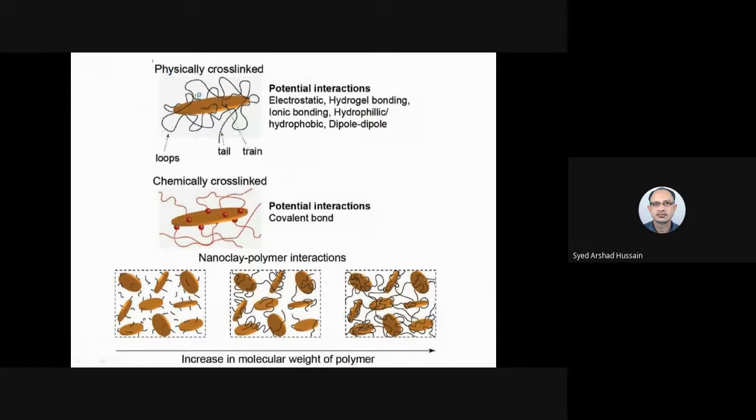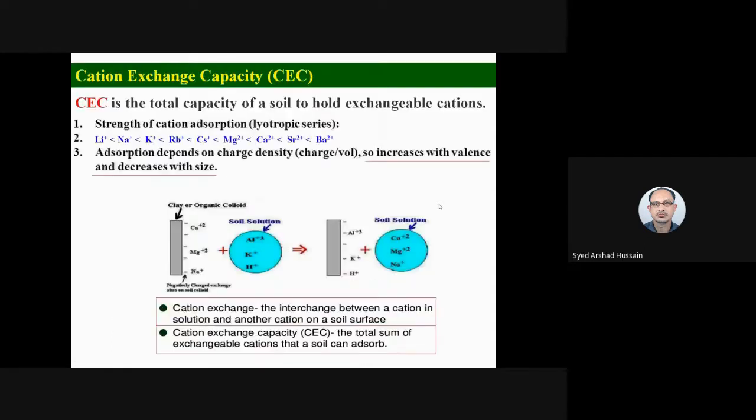So this is another example. You can see you can physically link your polymer or other material with the clay sheet or layer, and mainly this attachment is due to electrostatic interaction, then ionic bonding, hydrophilic interaction, hydrophobic interaction, dipole-dipole interactions are prominent here. Similarly, chemically also you can link your material on the clay, and mainly this interaction is covalent in nature. So these are some schematics showing how you can have the structure.